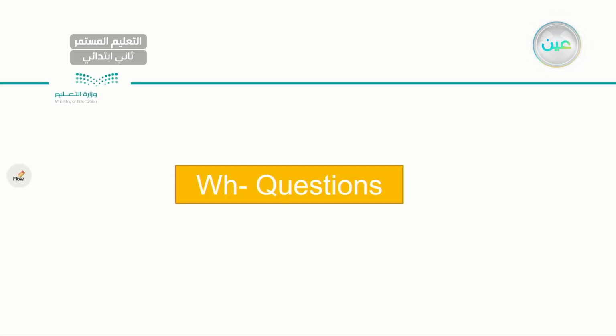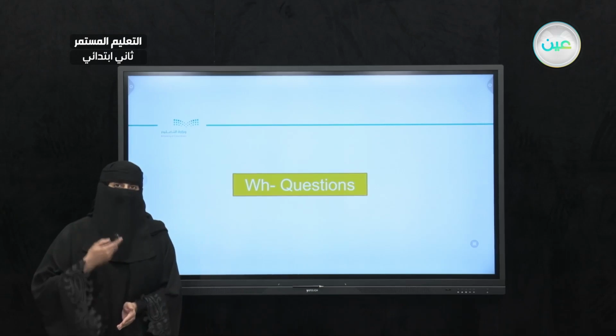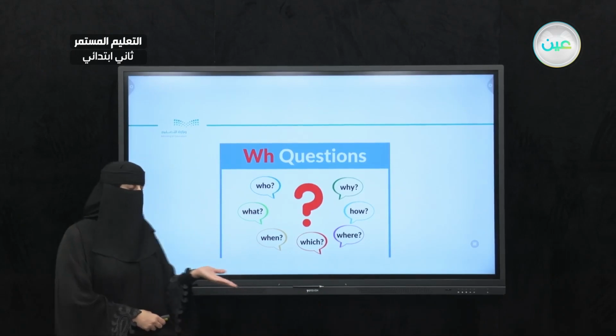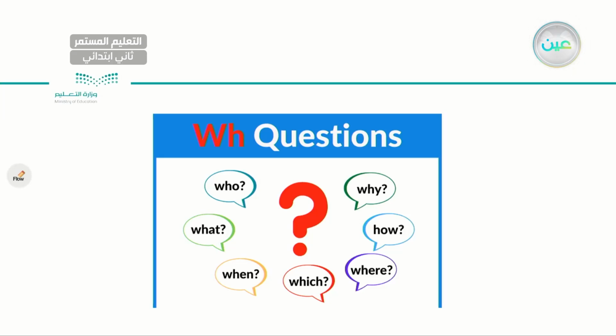Let's start by having WH questions. What do I mean by WH questions, my dear student? WH questions are a special kind of questions that require different kinds of information. So we don't answer by saying yes or no. Actually, we are giving an answer, what we are looking for. Here I have most of the WH questions that we use every day. For example, we might use who, what, when, which, where, how, and why. It depends on the information I'm seeking or looking for.